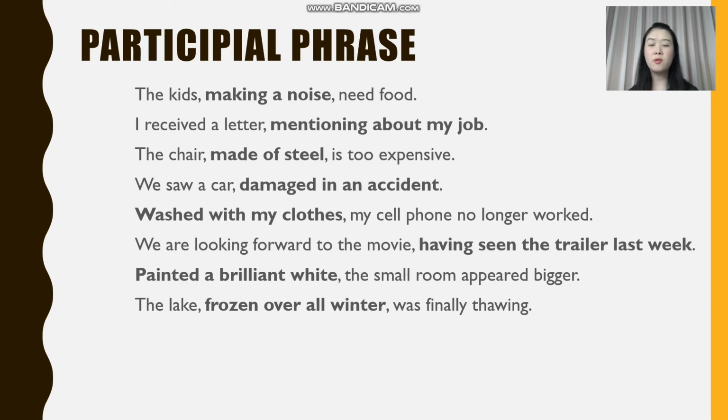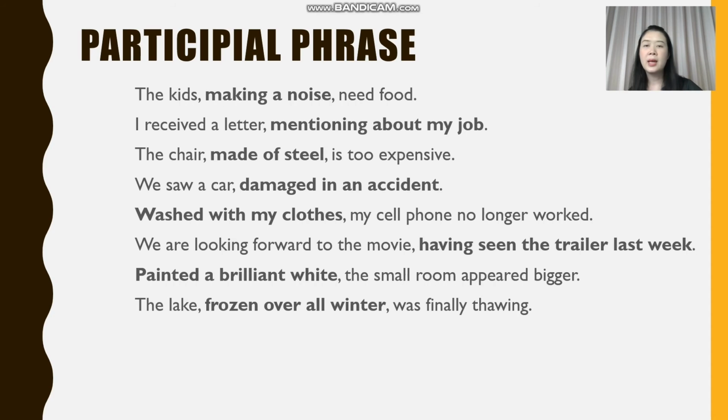What about the last one? "The lake, frozen over all winter, was finally thawing." So you can see that we have thawing, that is the main verb at the end of the sentence. We also have the word was, that is the auxiliary. So "frozen over all winter" is not the verb phrase. It cannot be the verb phrase, but it should be a participial phrase as it's used to modify the lake.